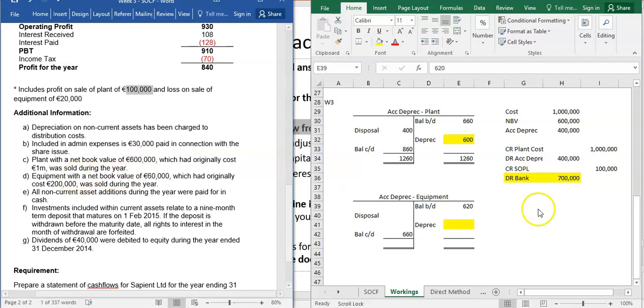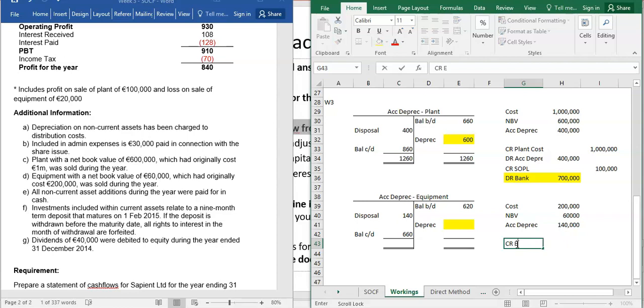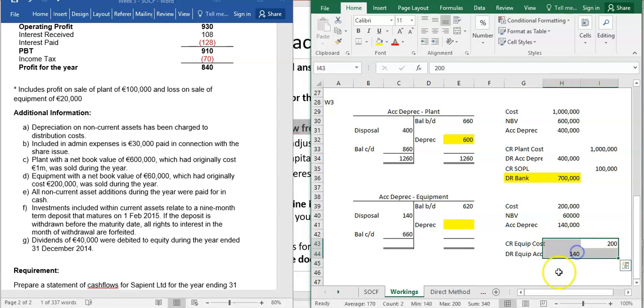They're telling us here equipment with a net book value of 60,000, which originally cost 200,000, was sold during the year. So that means accumulated depreciation must be 140. If the cost was 200, the net book value was 60, you must have removed 140 accumulated depreciation on your disposal. And again, think about the debits and credits. You credited equipment cost, 200. You debited equipment accumulated depreciation, which is 140. That's your net book value of 60.